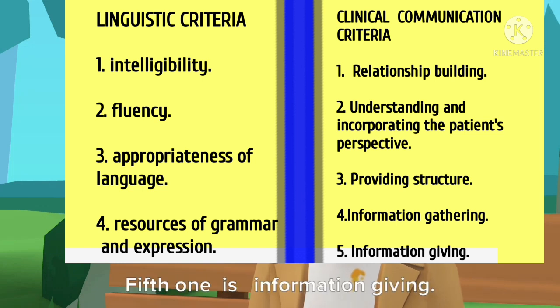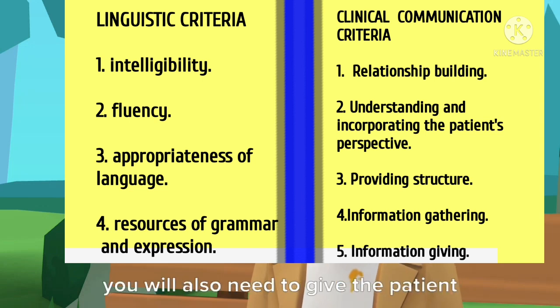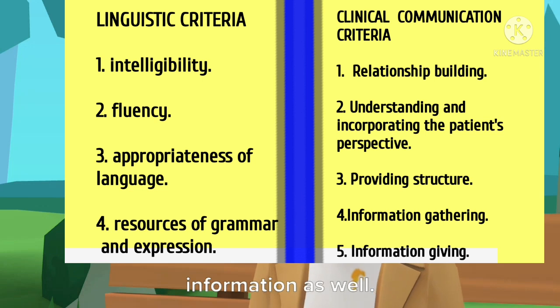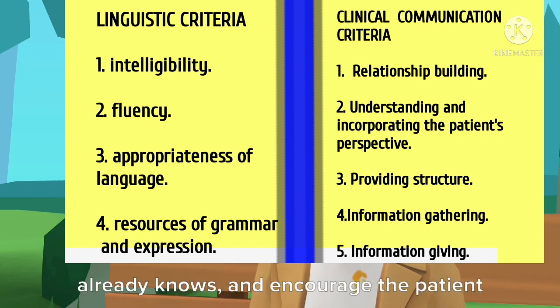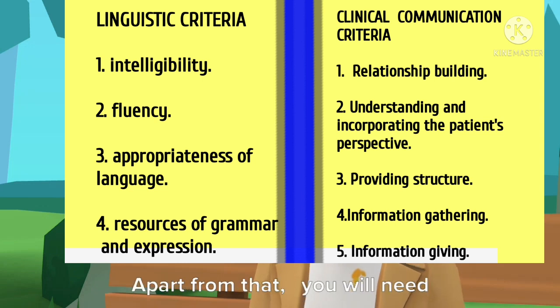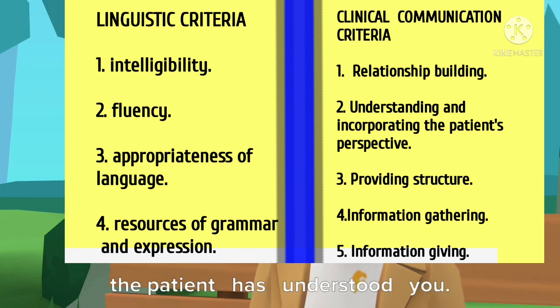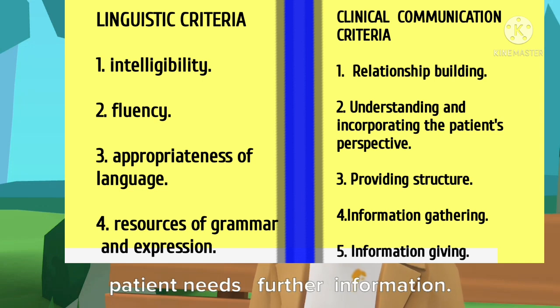Fifth one is information giving. It means that you are able to convey your message appropriately to the patient as well. You will also need to give the patient information as well. You have to ask what the patient already knows, and encourage the patient to tell their own reactions or feelings. Apart from that, you will need to periodically check whether the patient has understood you. Always try to discover if the patient needs further information.